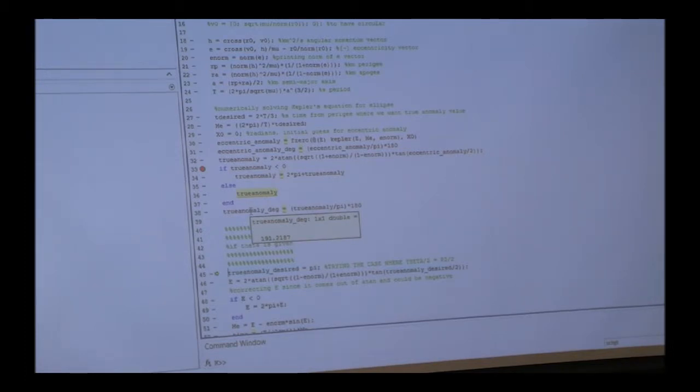Is there another way of doing it? So when you get to line 32, and that gives you a negative angle, this alpha, which is negative, is there another way to do it?